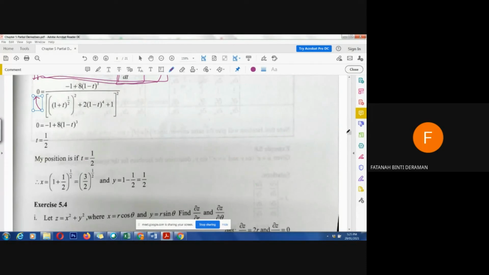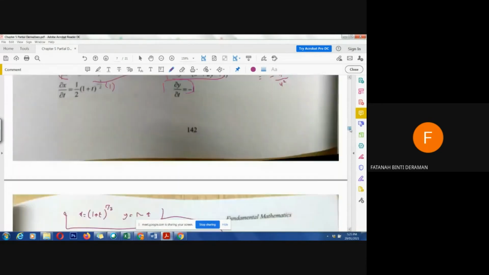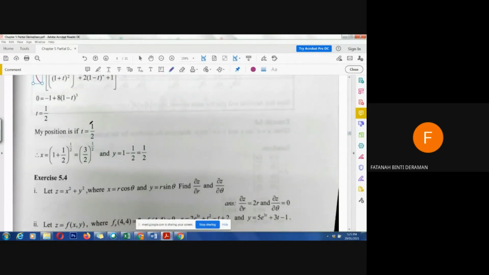There is a maximum point. What is my position when h is a maximum? That's my position at maximum, at t equals 1 over 2. So what is the coordinate of x and y? We put everything back into the x equation: 1 plus t, 1 over 2, and then y equals 1 minus t. So the position is x, y equals square root 3 over 2 and 1 over 2. This is our final answer.